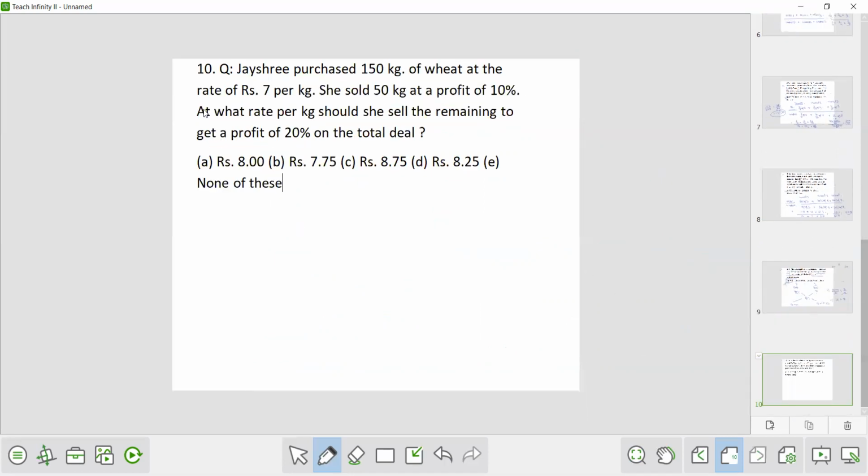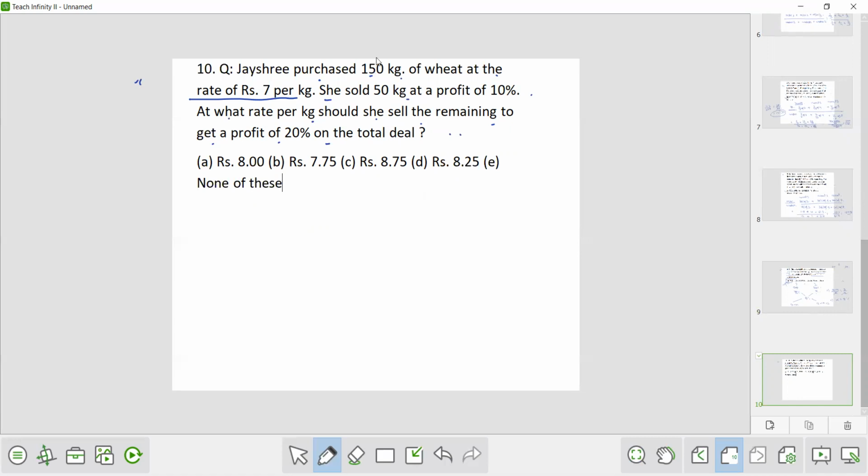Now question number 10. This is the last question. Here, Jayashree purchased 150 kg of wheat at the rate of 7 per kg. She sold 50 kg at a profit of 10%. At what rate per kg should she sell the remaining to get a profit of 20% on the total deal?